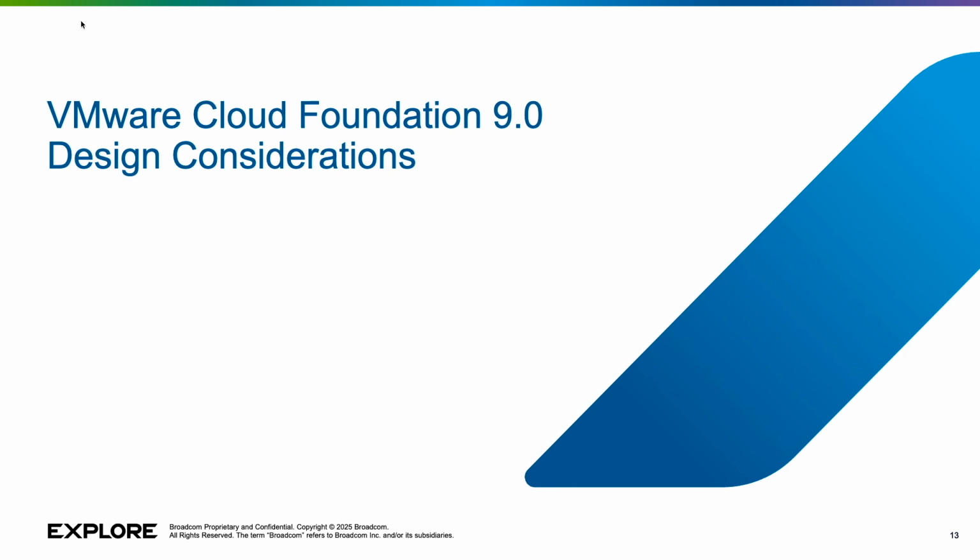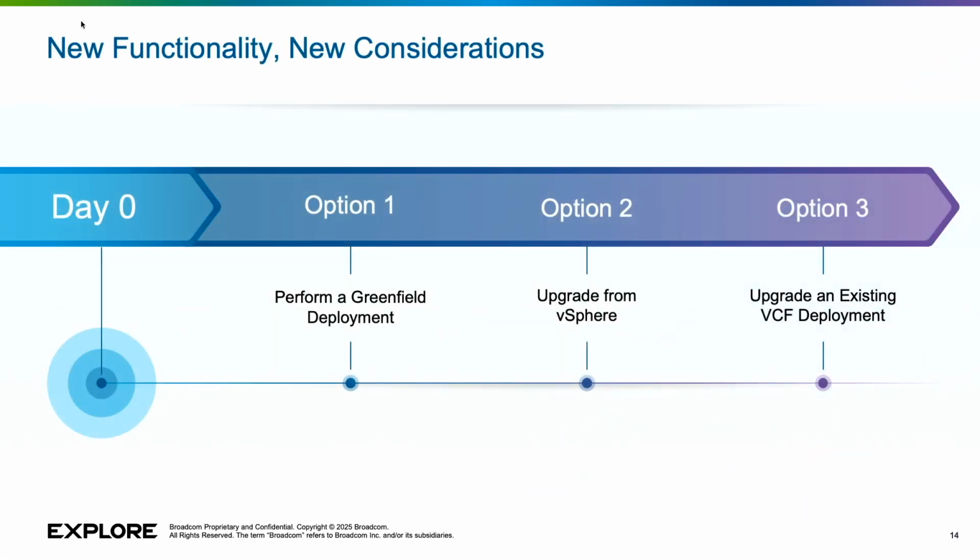Let's take a look at some of the key design considerations when you're thinking about VCF itself. There are multiple paths to get to VCF. You either can create something brand new. If you're starting fresh, just want to see what it looks like, that's create greenfield. Or you have two different upgrade paths. You have an upgrade path from vSphere and a combination of vSphere and all of the other components we have that falls under option 2. Or you can upgrade from VCF itself if you're a VCF 5 customer.